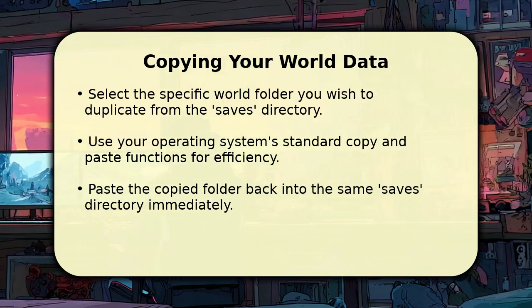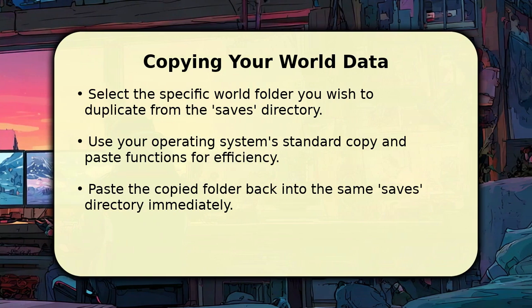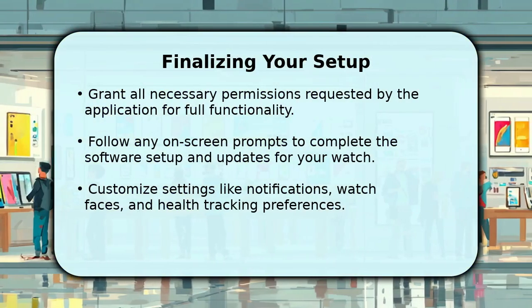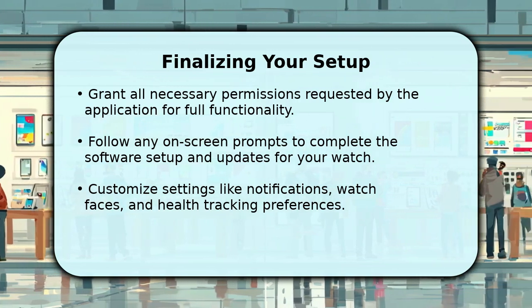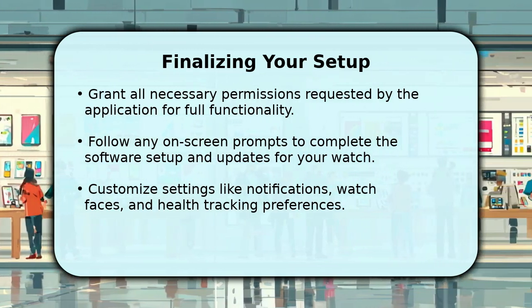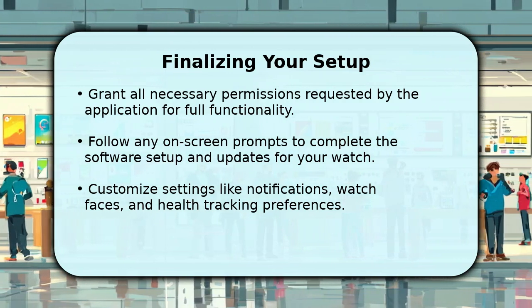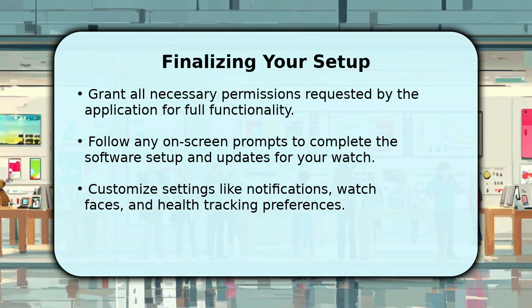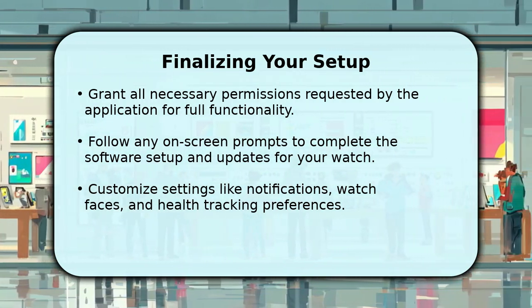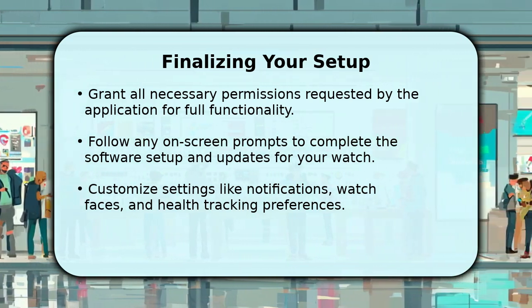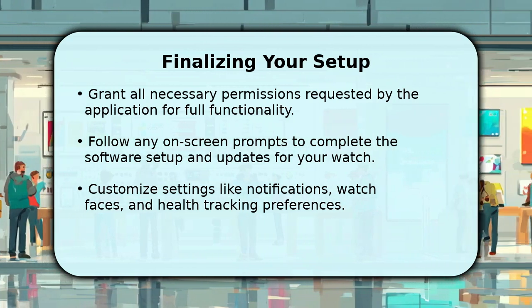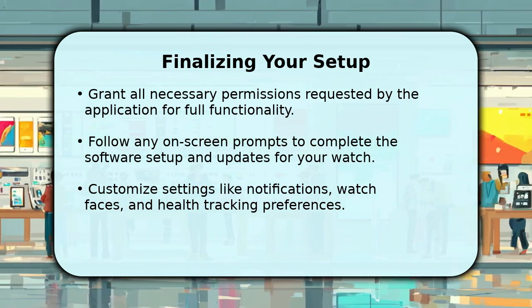After pairing, grant all necessary permissions requested by the application to ensure full functionality. Carefully follow any on-screen prompts to complete the essential software setup and updates for your watch. This is also the perfect time to customize settings such as notifications, watch faces, and your personal health tracking preferences. Allow a few minutes for all your data to fully synchronize between your iPhone and the Samsung Watch.